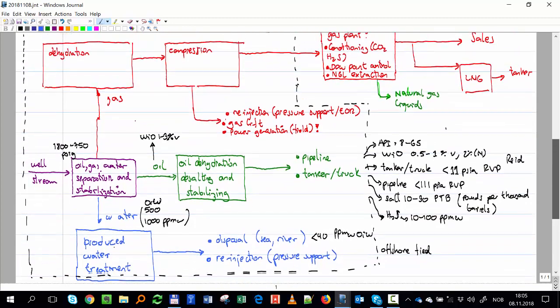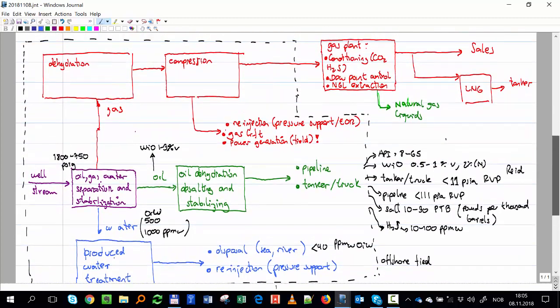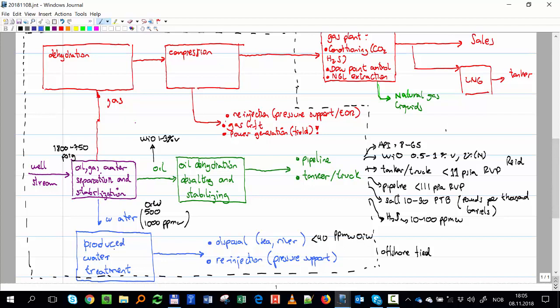So fairly simple, right? For water, oil in water, and for oil we have a few things, but no big problem there. Now let's talk about the gas.